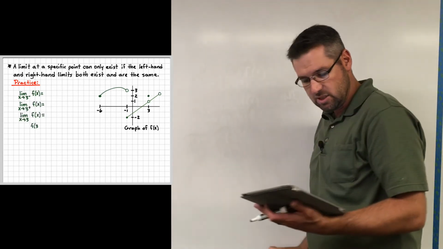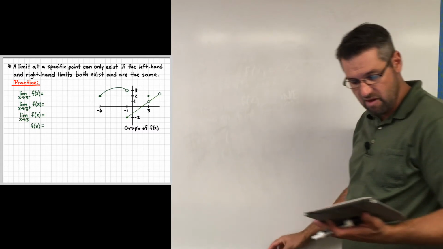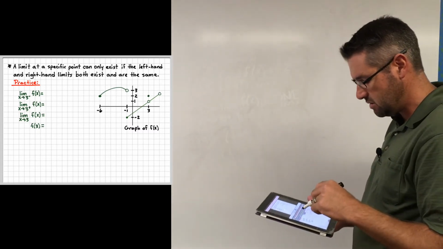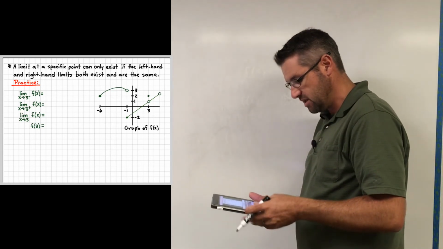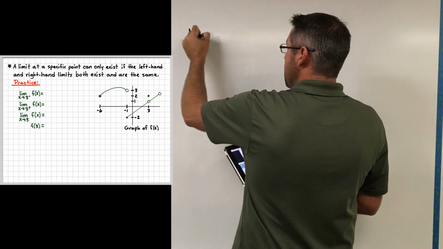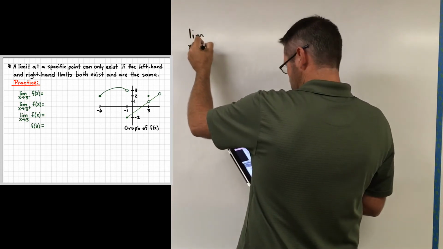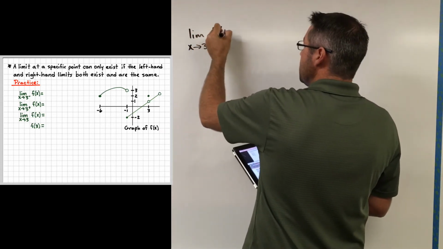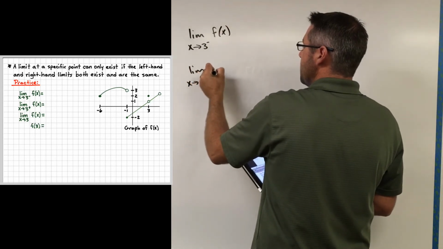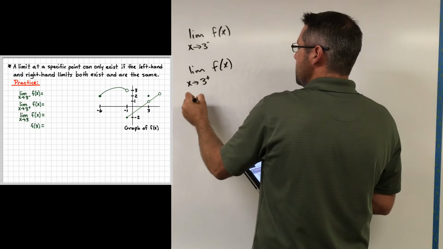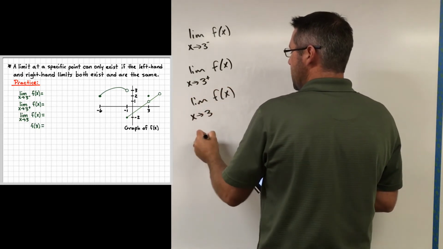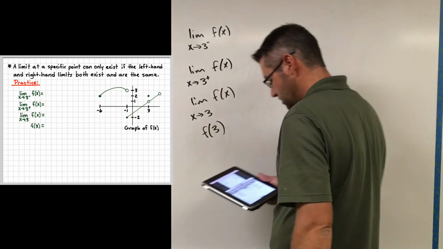What is the limit as x approaches 3 from the left of f of x? From the right, what is the limit as x approaches 3 from the right of f of x? What is the limit as x approaches 3 of f of x, and what is f of 3? So, the limit as x approaches 3 from the left, the limit as x approaches 3 from the right, the limit as x approaches 3 of f of x, and then f of 3. These are all 4 different questions.